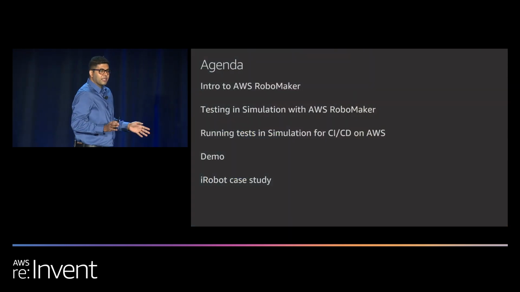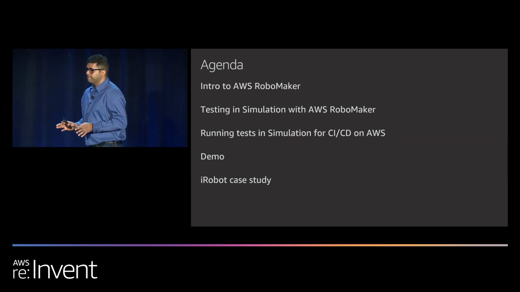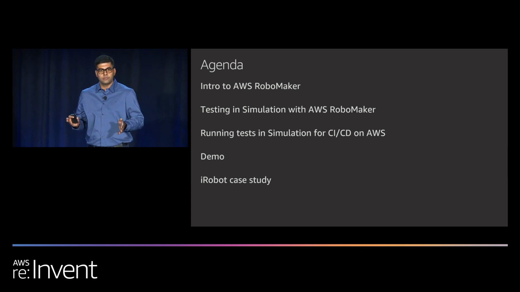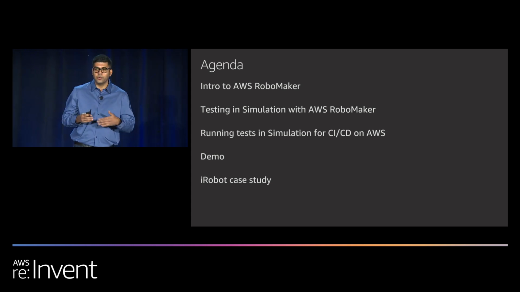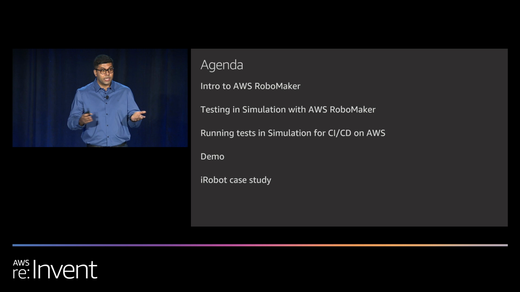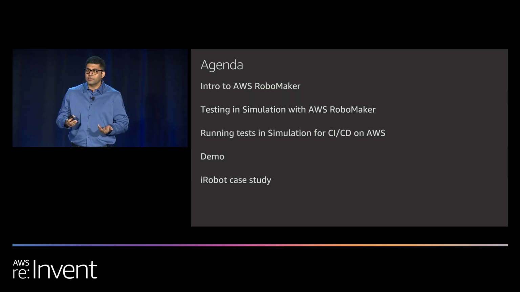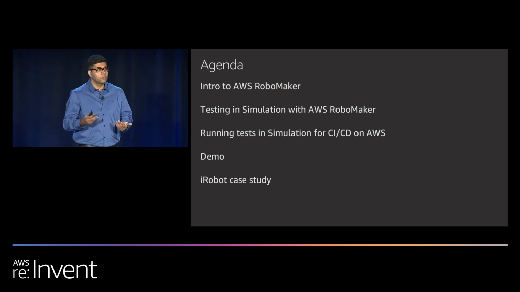Here's what the next 45 minutes is going to look like. We're going to go through an overview of AWS RoboMaker. We're going to dive deeper into running tests and simulation with RoboMaker. We're going to build an architecture for a particular use case. We're going to test CI/CD pipelines. We're going to do a demo that showcases that particular use case. And then we're going to invite Chris to talk about how iRobot is running simulations for their workloads with RoboMaker.